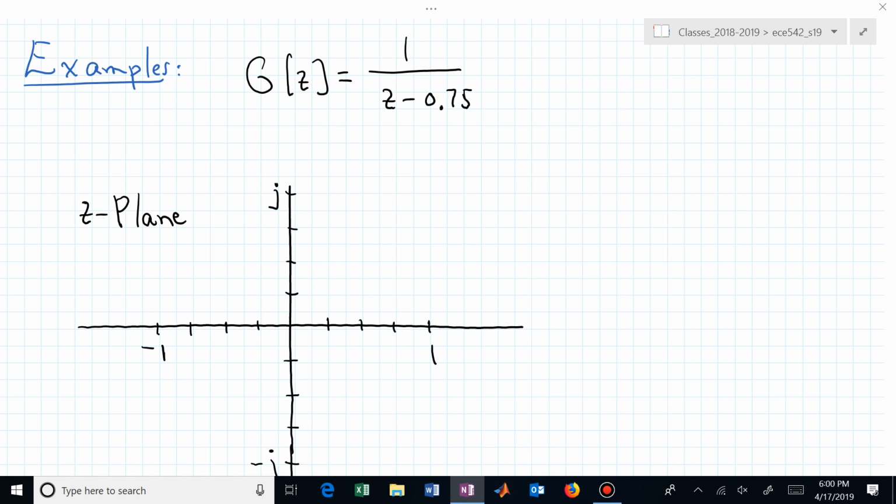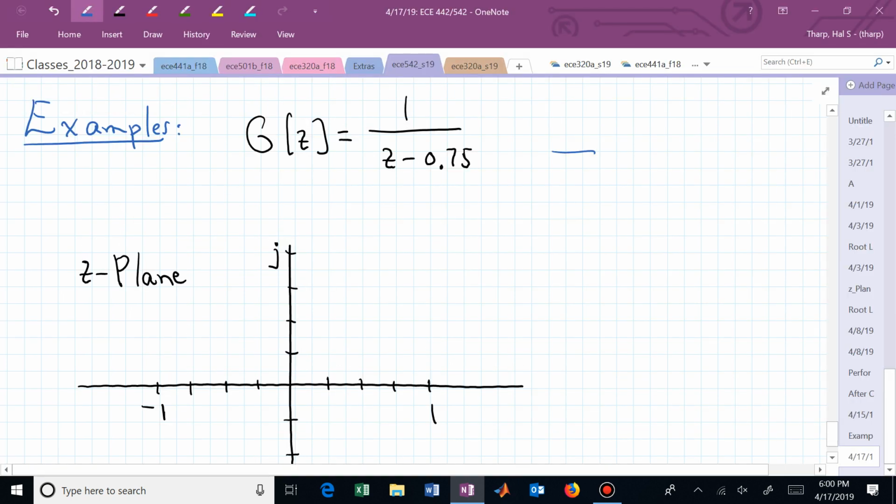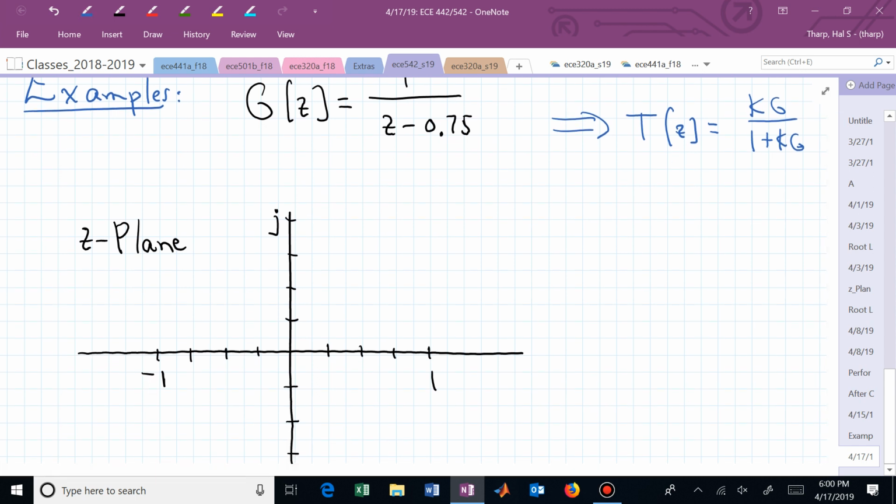So eventually, whatever we do, we are going to put this G of z into a closed loop system so that now we have, let's say, kG over 1 plus kG if we just wanted to use proportional feedback. And what would we get out of that process? Can you draw the root locus associated with that?